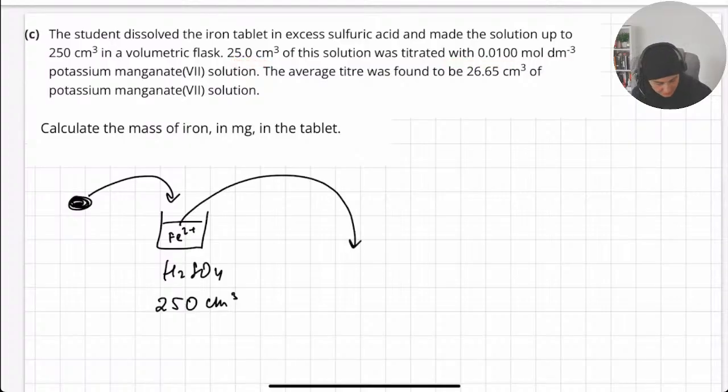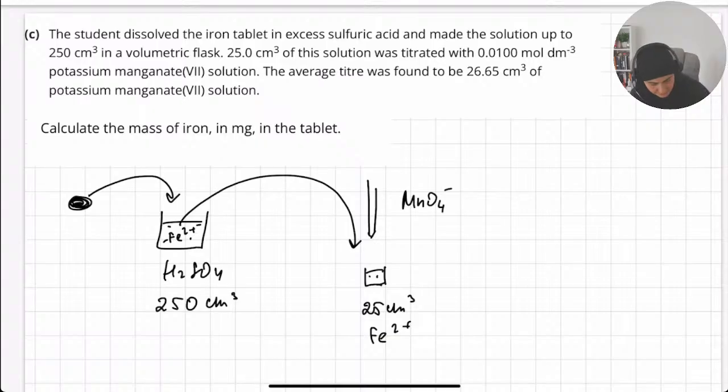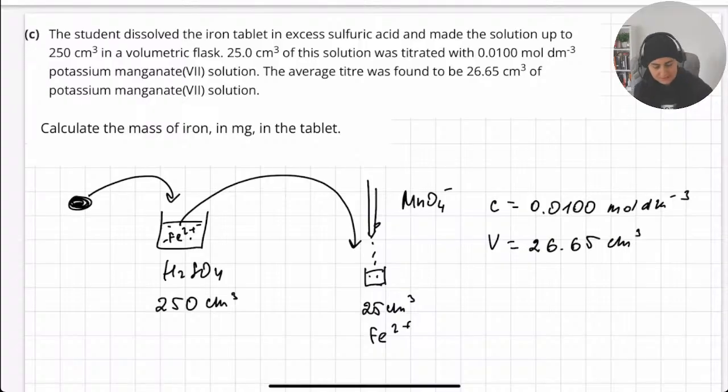So now you take a tiny volume of that, 25 cubic centimeters of iron 2 plus, and titrate with MnO4 minus, and we know everything about MnO4 minus. We know that the concentration is 0.01. We know the average titer is 26.65 cubic centimeters, and our goal is to find the moles of iron 2 plus and then the mass of iron 2 plus.